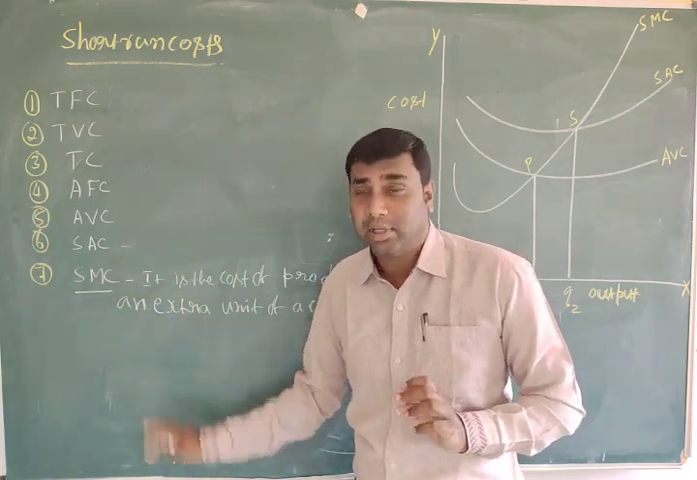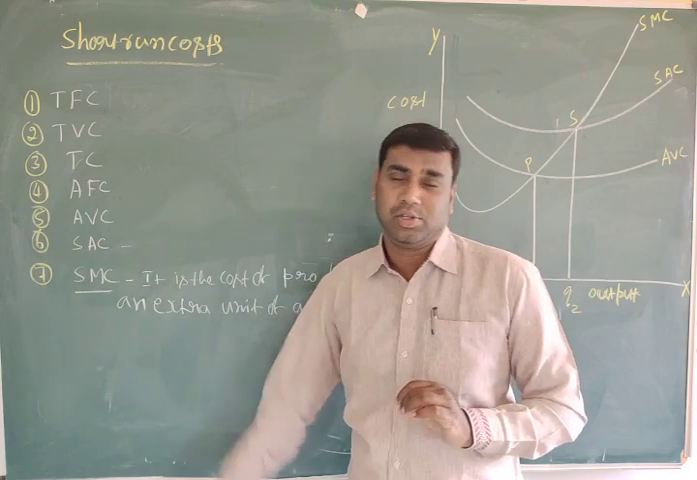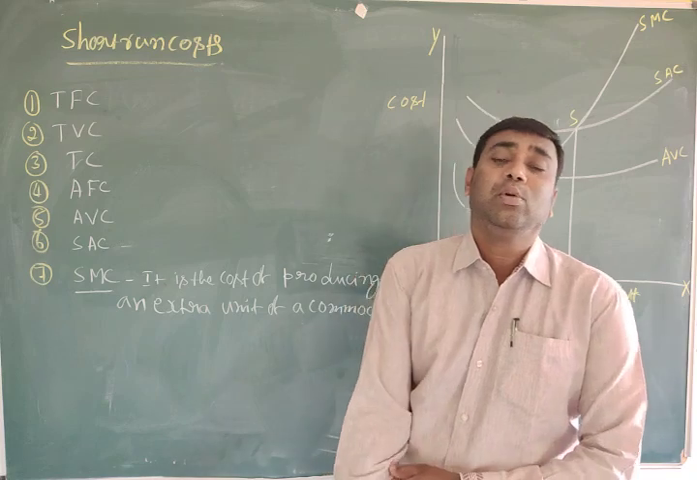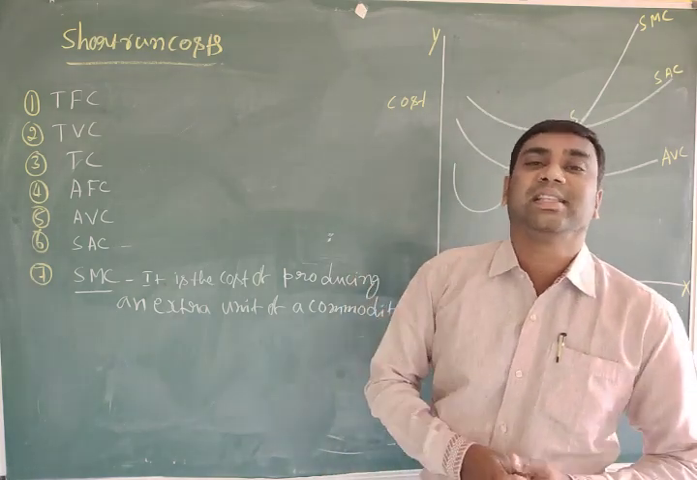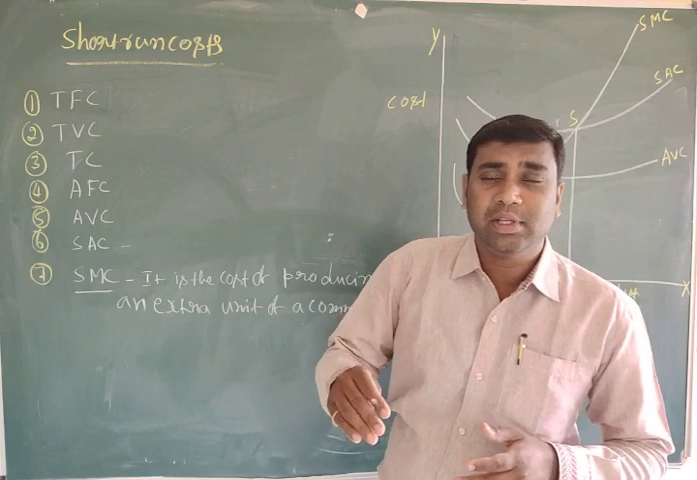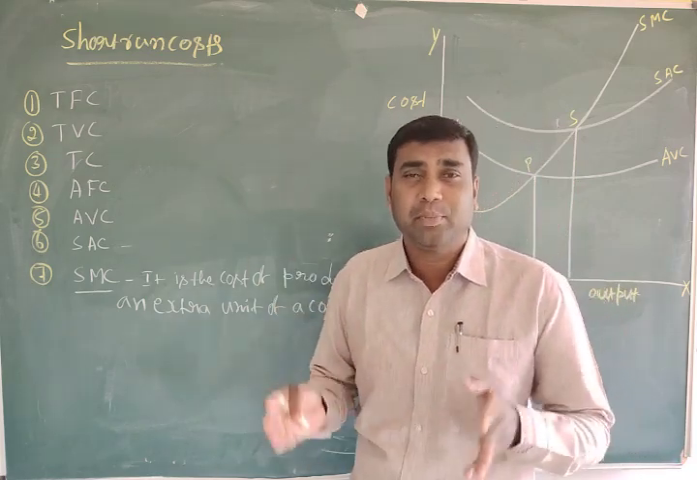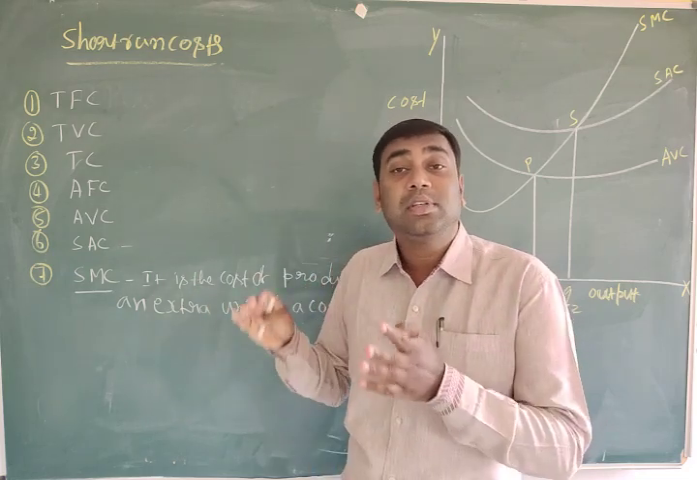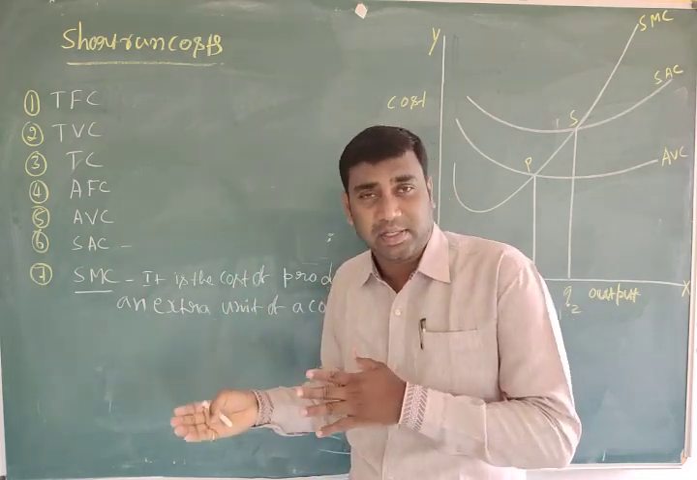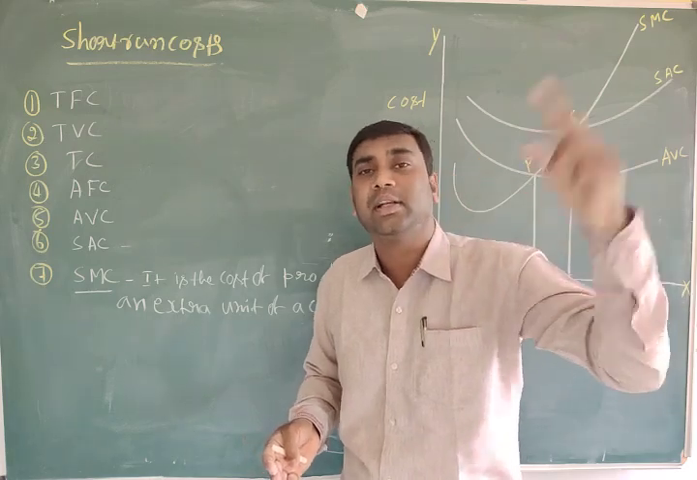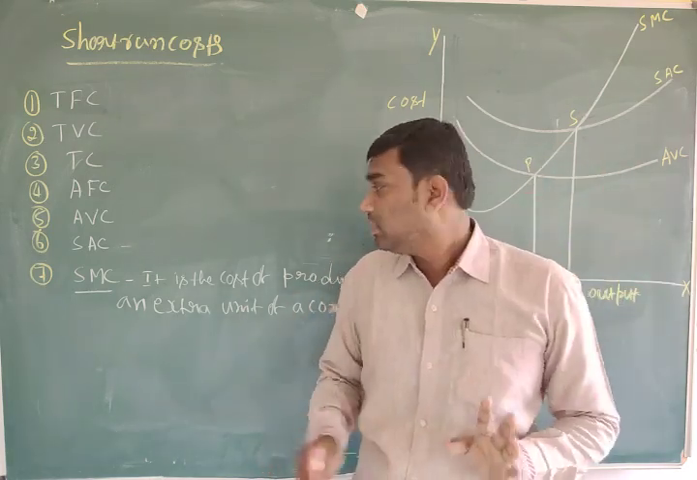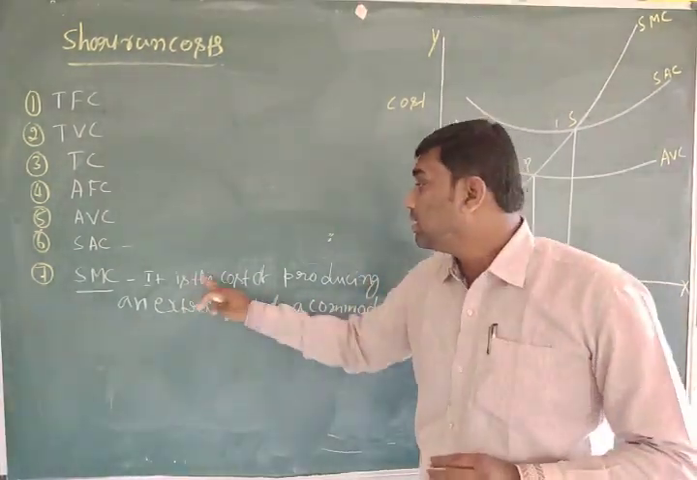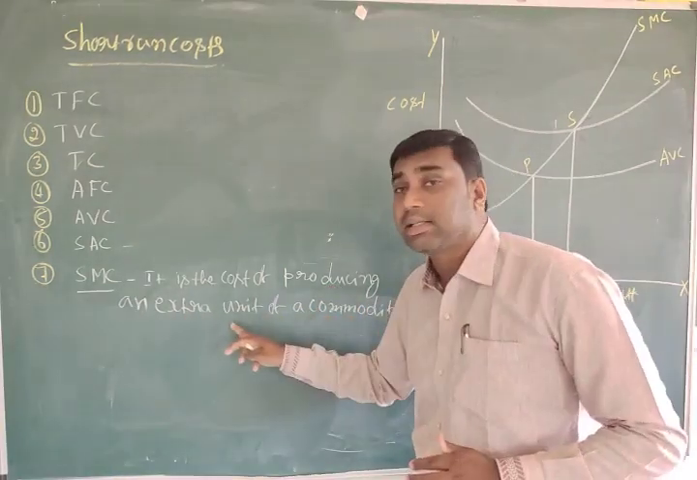Now last we have to discuss short run marginal cost. In the name itself it is there, marginal. Marginal means extra. When a producer produces an extra unit of a commodity, how much he is expensing to produce that extra unit is called marginal cost. It is the cost of producing an extra unit of a commodity.